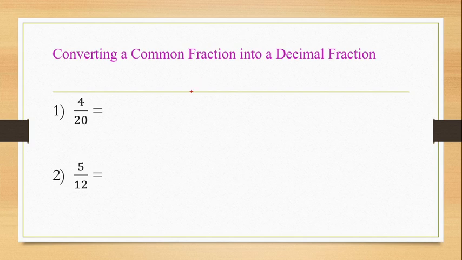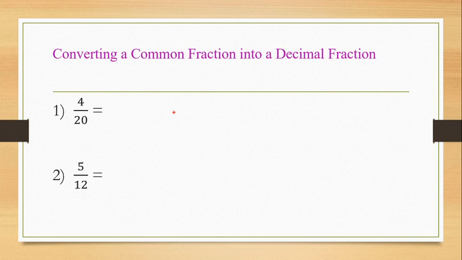Students, I have written two examples here. First example is 4 upon 20 and the second one is 5 upon 12. Let us discuss now one by one. To convert the first example, 4 upon 20, into the form of a decimal fraction, we have to write it in the form of a decimal point.